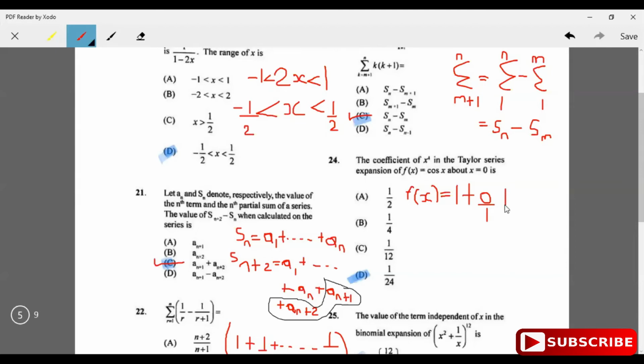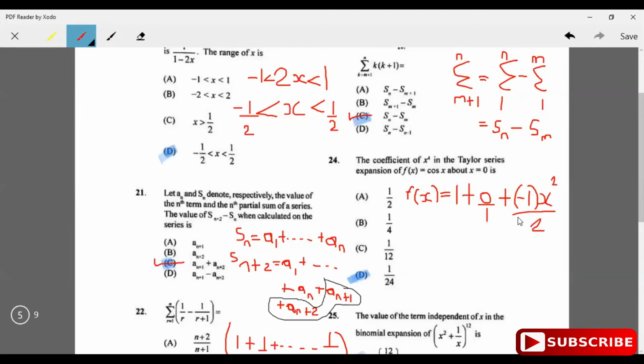Then f double prime of 0 over 2 factorial. f double prime is when we differentiate negative sine x to get minus cos x. And cos of 0 is 1, so it's minus 1 times x squared over 2 factorial, which is 2.